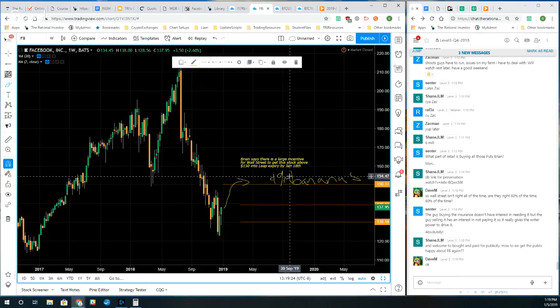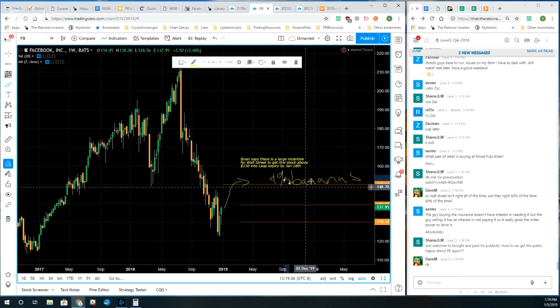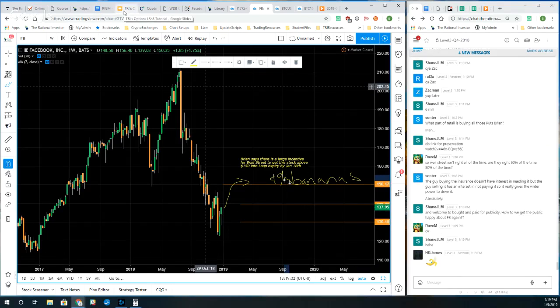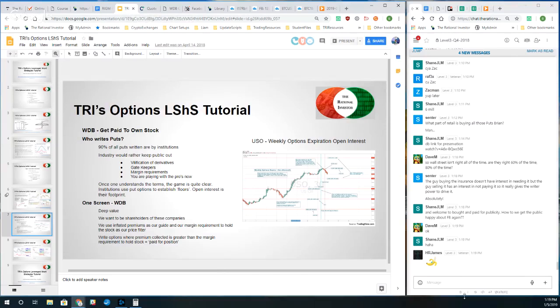$49 million bananas. And that's just that one strike. Okay, so I spent too much time on this. Point of the matter here, thank you, James, is this is how Wall Street moves the market.